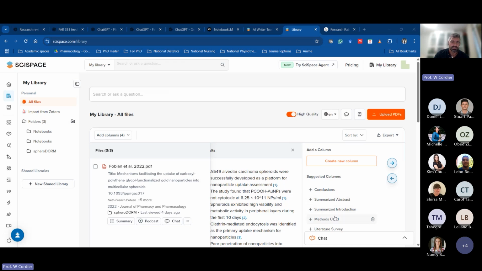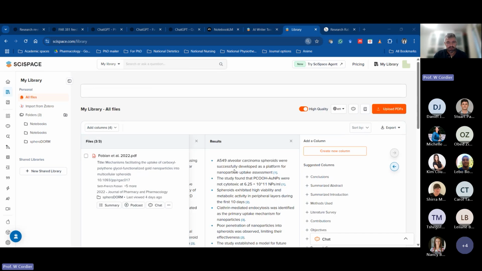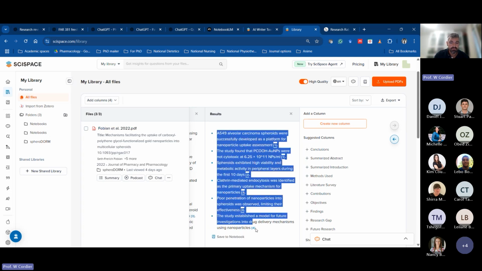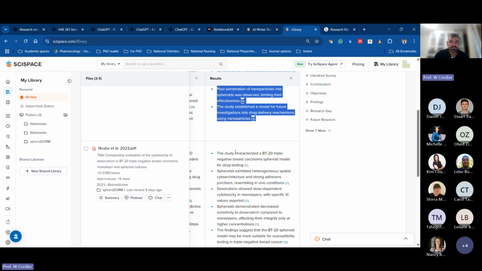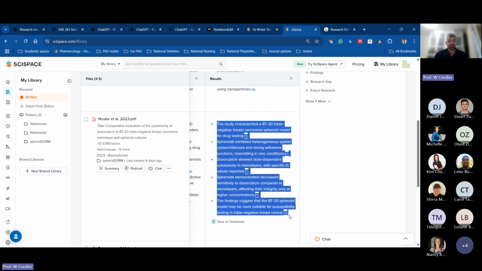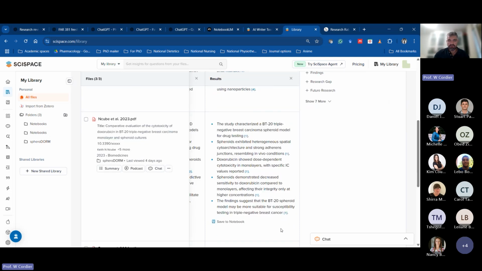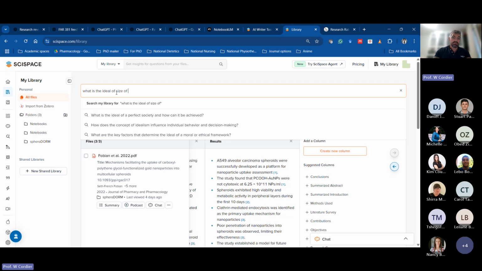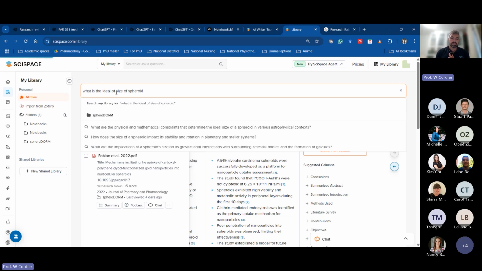Within the free version, it's capped to, I believe, 5. But the nice thing about this is that it now provides you with a high-level overview of that specific thematic area. For example, the results of Fabian et al., these were the results. If we look at Nkube et al., these were the results. So if you want to get very quick, very detailed feedback on certain articles, this could be a very nice way for you to go about it. You can also upload all of these PDFs and say, what is the ideal size of a spheroid? Which is what these studies were about.